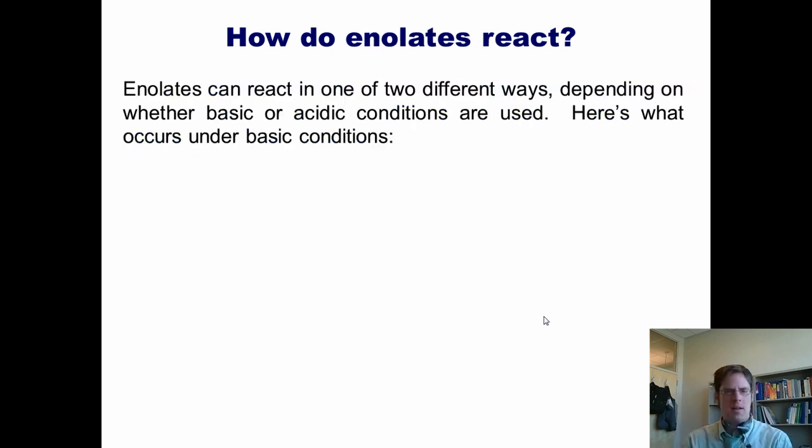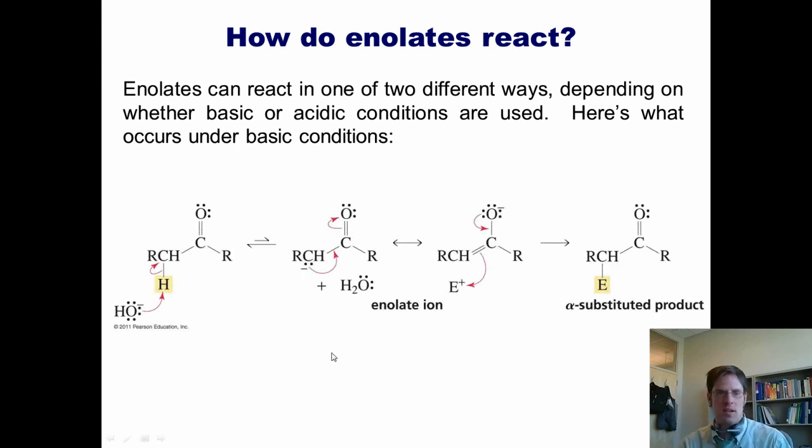Now, enolates can react in one of two different ways. One way under basic conditions, and another under acidic conditions. Under basic conditions, the base strips the alpha hydrogen here to generate this enolate, which is of course existing in these two resonance structures. If I introduce an electrophile into the system, what can occur is the negative charge that's existing here at this carbon can reach out and grab that electrophile, forming a bond between the carbon and the electrophile.